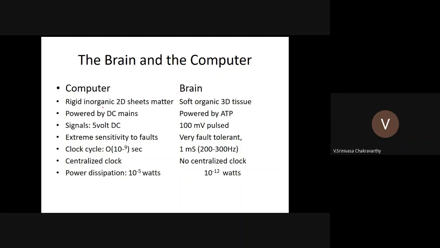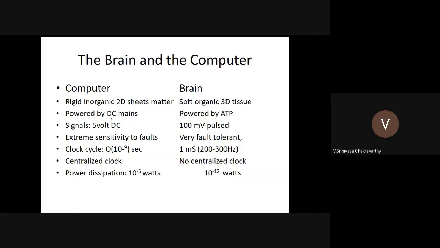A computer has inorganic 2D sheets of matter. If you look at the actual circuit boards inside the computer, these are like 2D sheets of matter, particularly a modern microchip, because the ENIAC computer, I believe, was made up of vacuum tubes and things like that, so it's really clunky. But modern computers have microchips, and these are like 2D sheets of semiconductor material. Whereas the brain is a soft organic 3D tissue. But then again, even the brain, if you look at it closely, is made up of neuronal layers of tissue. But anyway, it's a soft tissue.